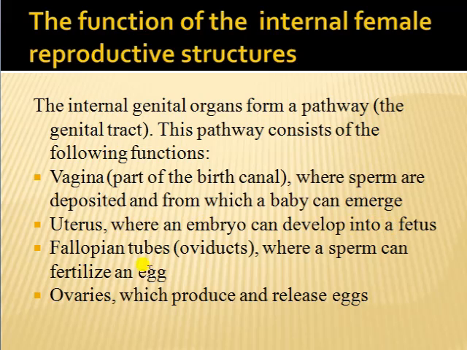into a fetus. So the embryo, after conception of the ovum with the sperm, develops in the uterus. Fallopian tubes are where the sperm can fertilize an egg, so the fallopian tubes are mainly for the fertilization process. The ovaries produce and release eggs.